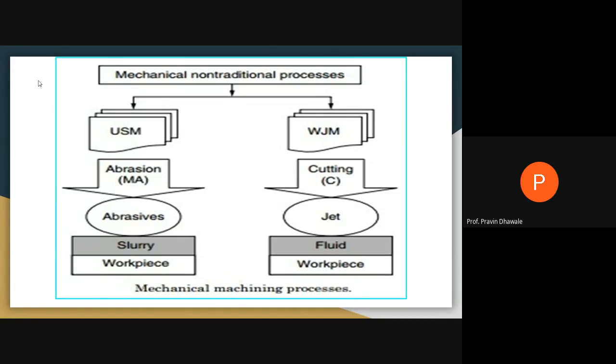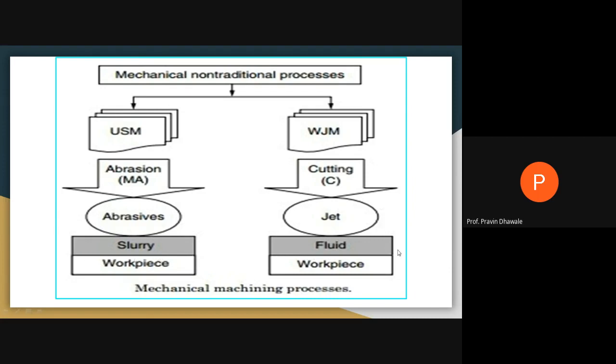The first type of classification of non-conventional machining processes that we discussed earlier is the mechanical energy based non-traditional or non-conventional process. Here we took two examples, ultrasonic machining and water jet machining, right? This is the workpiece. This is the type of non-conventional machining process. You have to remove the material from the surface of this workpiece.